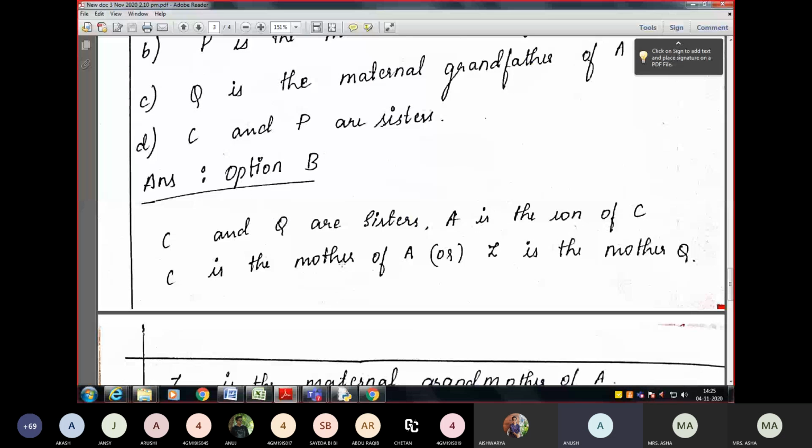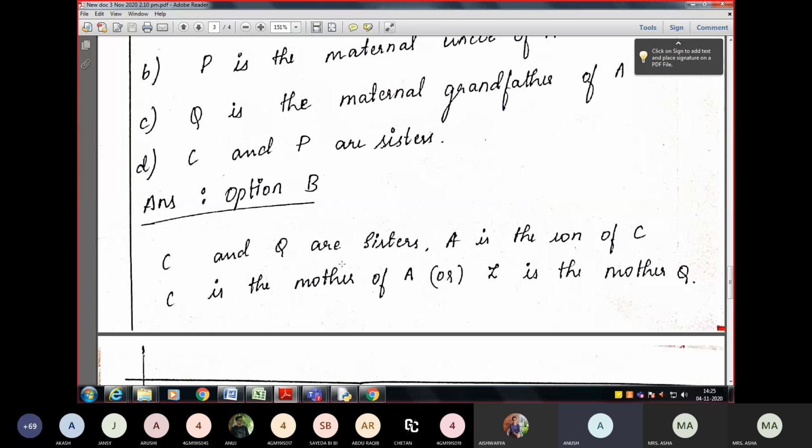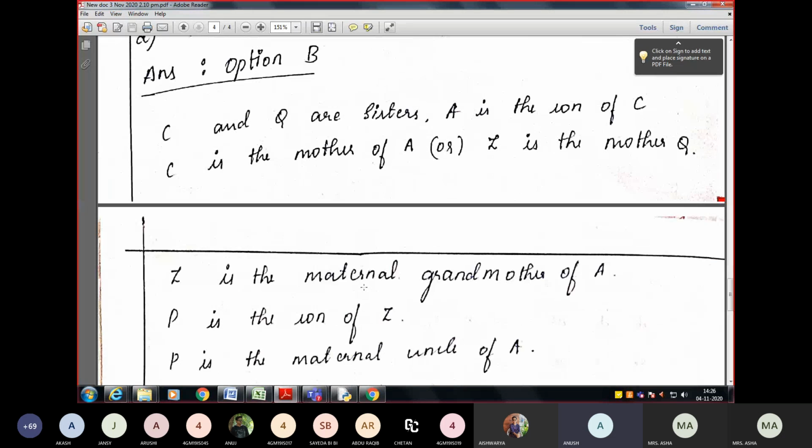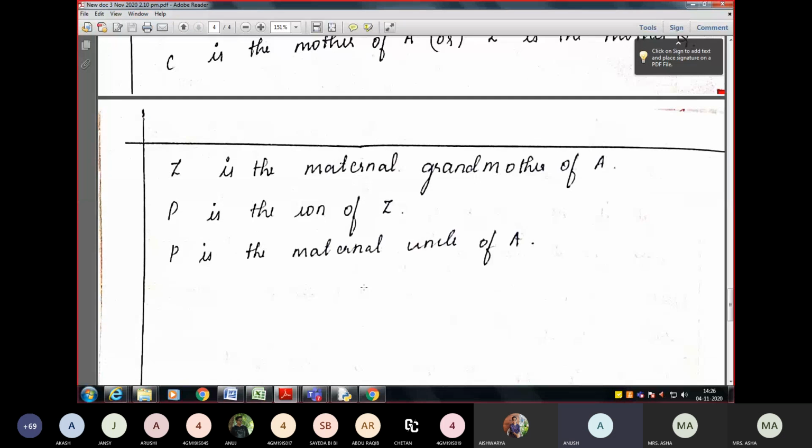C and Q are sisters. A is the son of C. C is the mother of A, and Z is the mother of Q. Z is the maternal grandmother of A. P is the son of Z. Therefore, P is the maternal uncle of A. Yes, ma'am, finished.